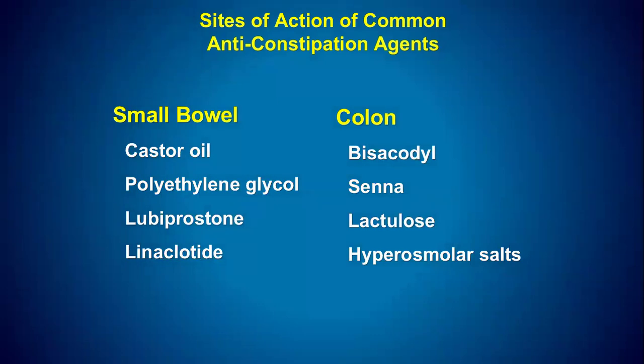So where do they act and which are the drugs? In the small bowel, castor oil and polyethylene glycol would help. Lubiprostone and linaclotide also work. In the colon, basically bisacodyl, your senna substitutes, lactulose and your hyperosmolar salts. Next slide, please.